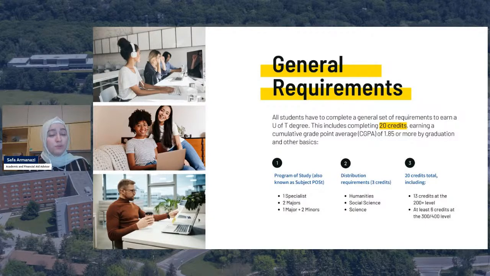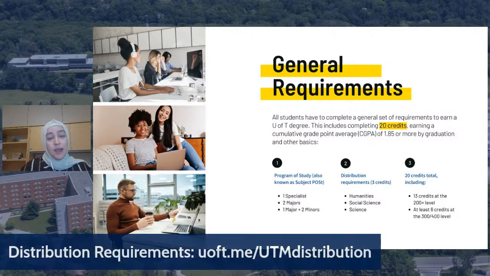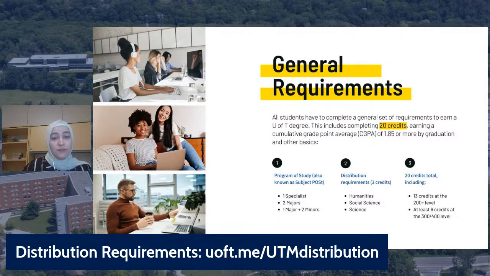There is also the distribution requirement portion of your basic degree requirements. What that means is that you need to complete at least three credits, and one credit needs to be in each of the disciplines. So one credit in humanities, one credit in social sciences, and one credit in sciences. Depending on your program requirements, let's say a student is doing a biology major, the student will already be taking Bio 152 and Bio 153. These are two science courses, and by default they will already count towards the sciences distribution requirement. So in that case, the student would just have to explore humanities and social sciences credits to fulfill the distribution requirement.